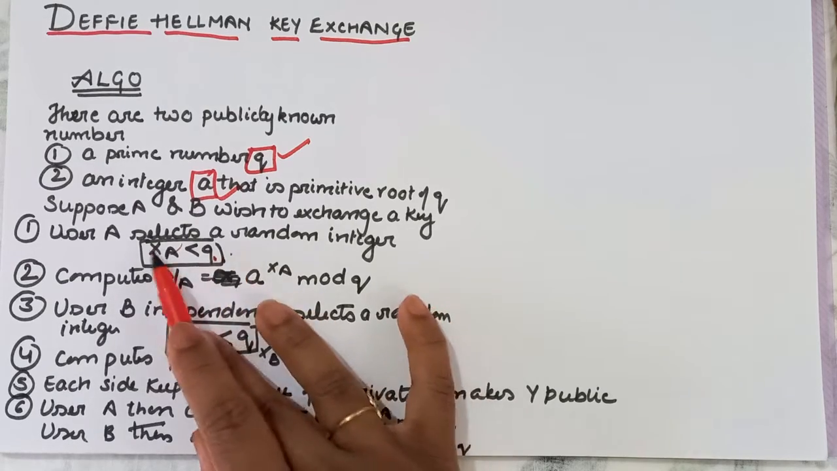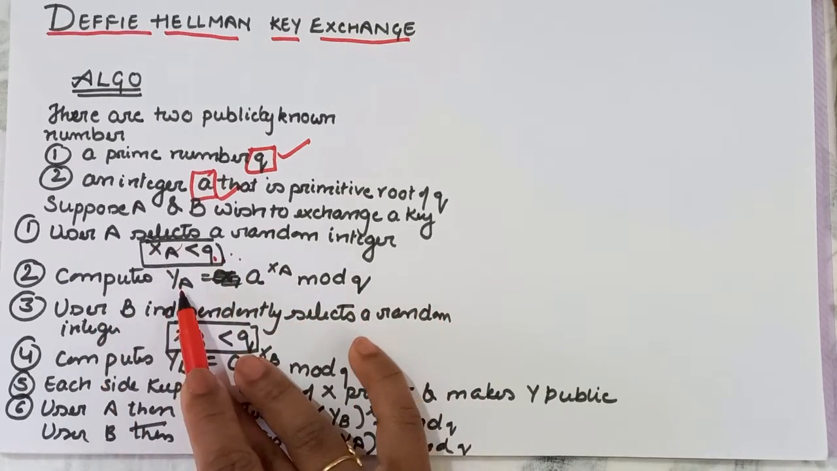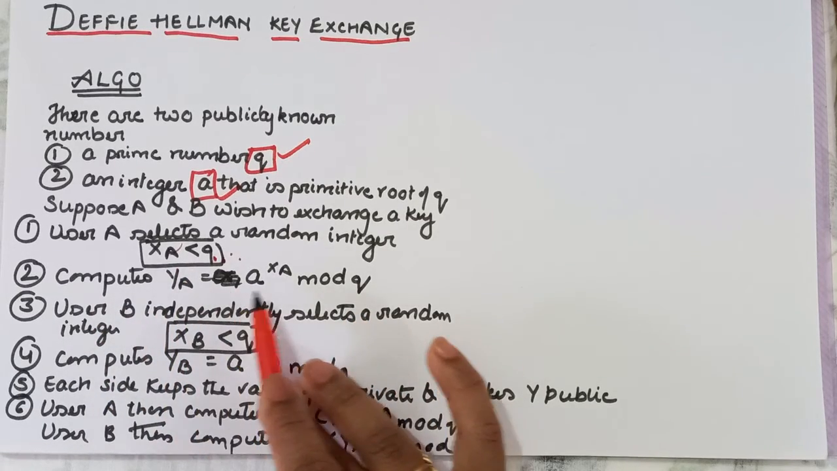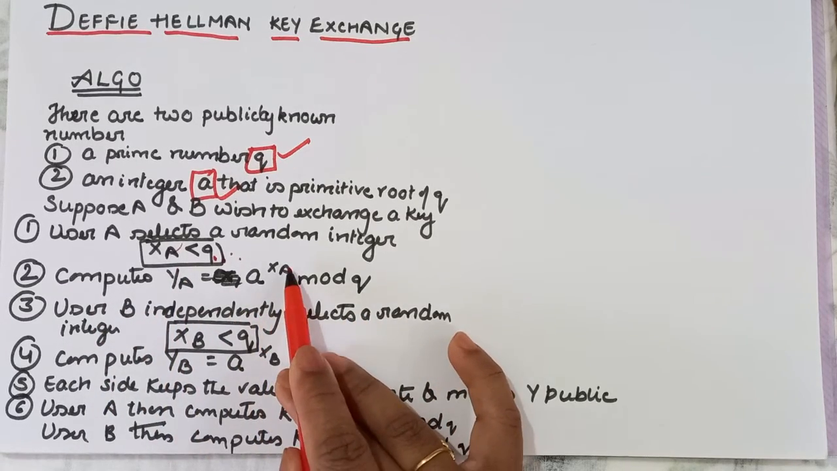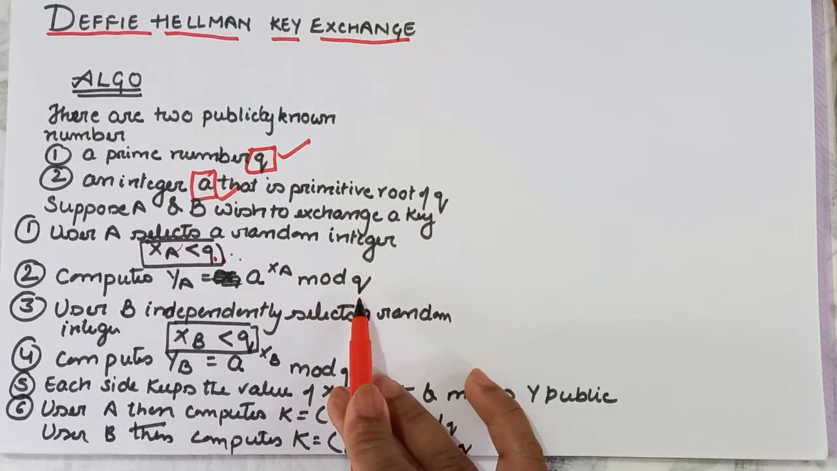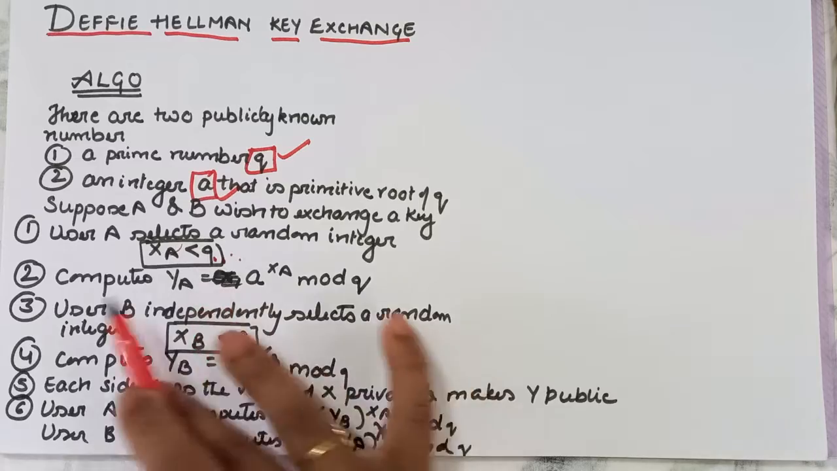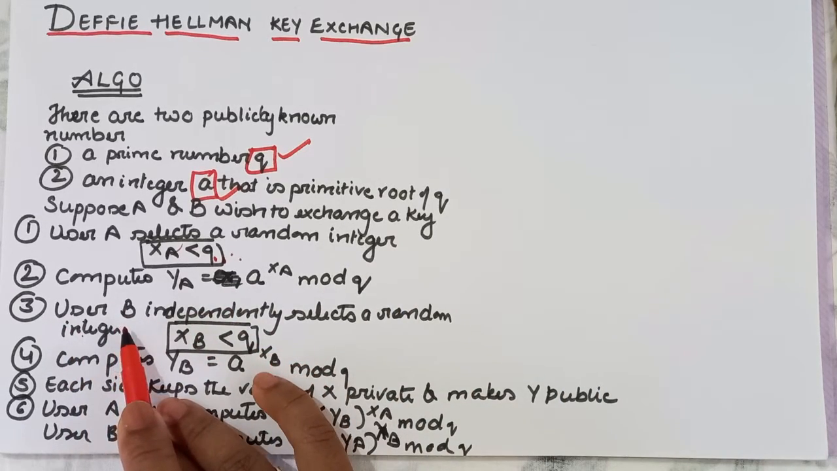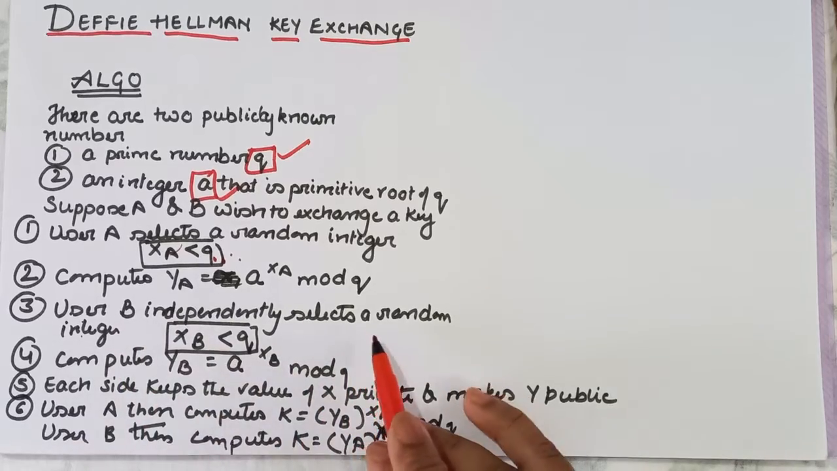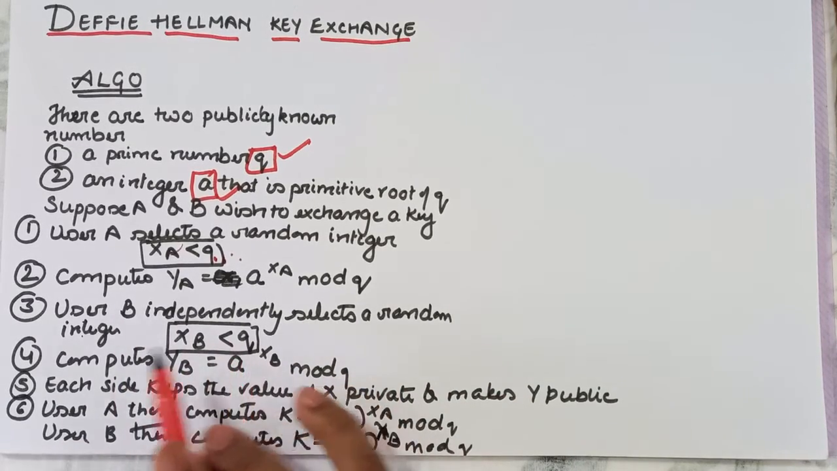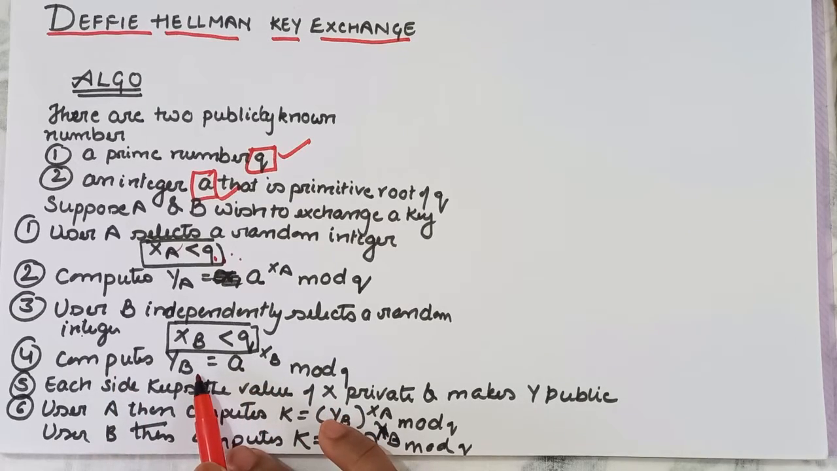After doing this, after selecting a number, it will compute a value ya such that it is equal to a to the power xa, which is just now chosen by a, mod q. After computing ya, coming back to user b. Now user b will again decide upon a random number xb, which is going to be less than q, and then compute yb.